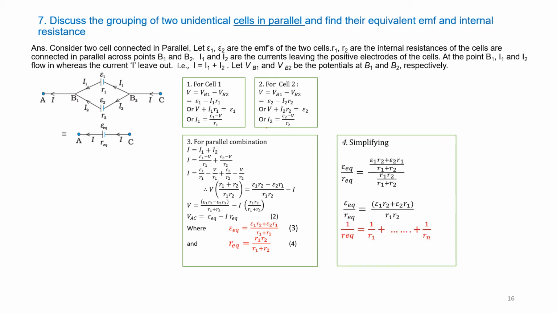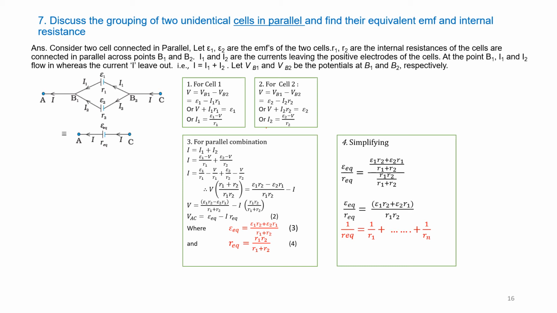Then we have to simplify this. We simplify the quantities of E equivalent and R equivalent by dividing, and we get E equivalent by R equivalent is equal to (E1 R2 plus E2 R1) divided by R1 R2. For R equivalent, we get 1 over R equivalent is equal to 1 over R1 plus 1 over R2, since in E1 R2 divided by R1 R2, R2 gets cancelled and it becomes E1 by R1.